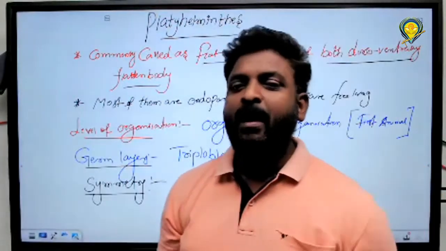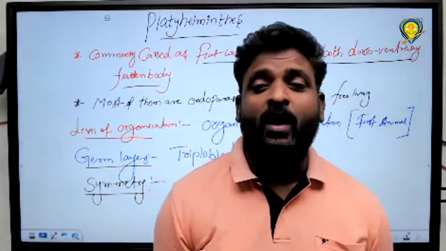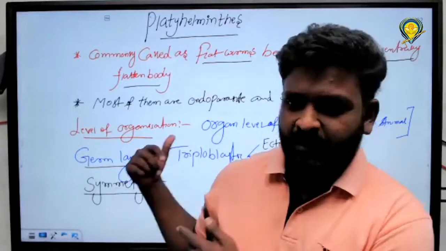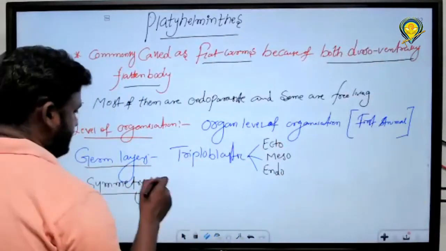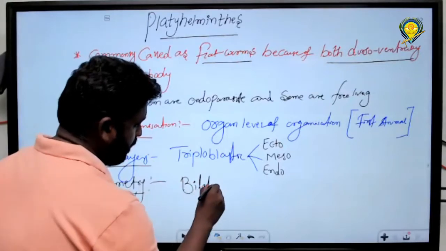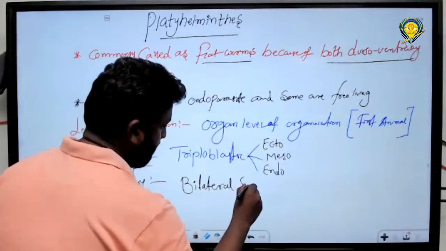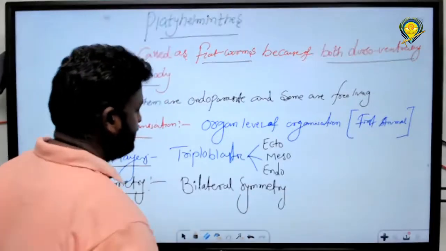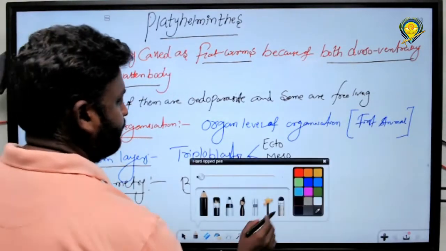Bilateral symmetry. Bilateral symmetry is possible from what? Organ level or organ system level? Organ level, right? This is the animal. So symmetry is what? Bilateral symmetry. Again, this is the first animal, right?